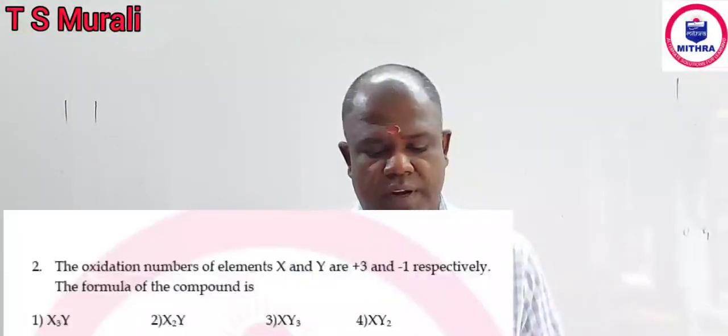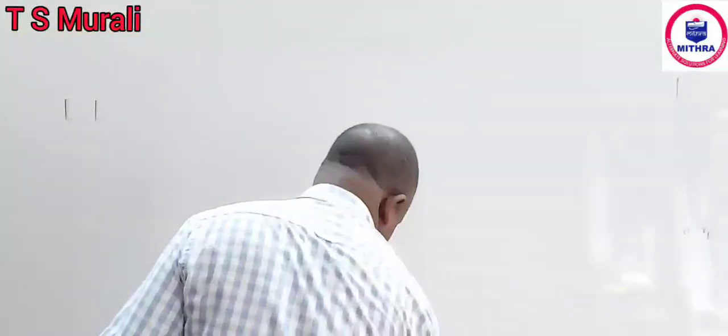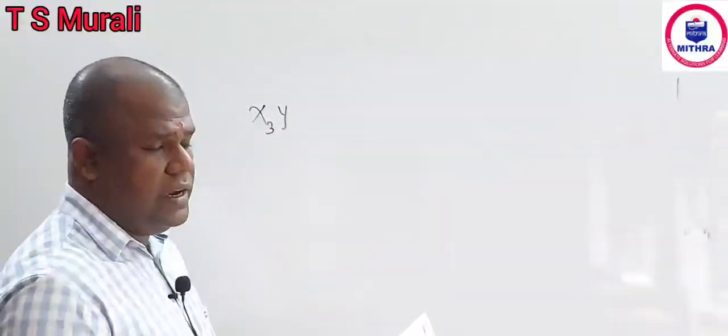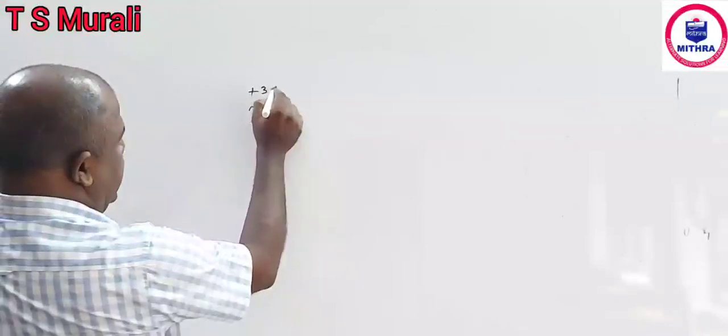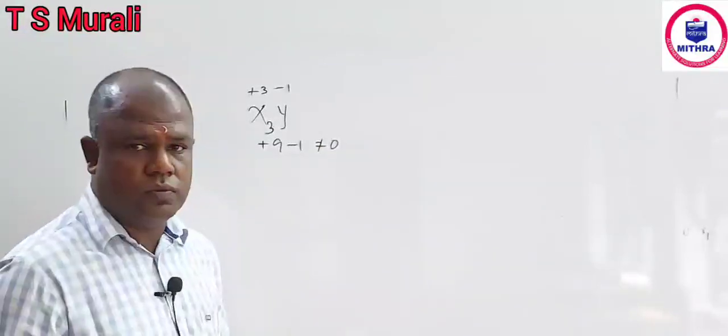Second question: the oxidation number of an element X is +3 and of Y is -1. Then what is the formula of the compound? There are 4 options given and you have to identify the correct formula. The logic behind it is that the algebraic sum of the oxidation numbers should be 0 if the formula is correct. Okay, let us try the first option, X3Y. I told you the oxidation number of X is +3 and Y is -1. So 3 into 3 is +9, minus 1. It will never be 0. So that is not our answer.